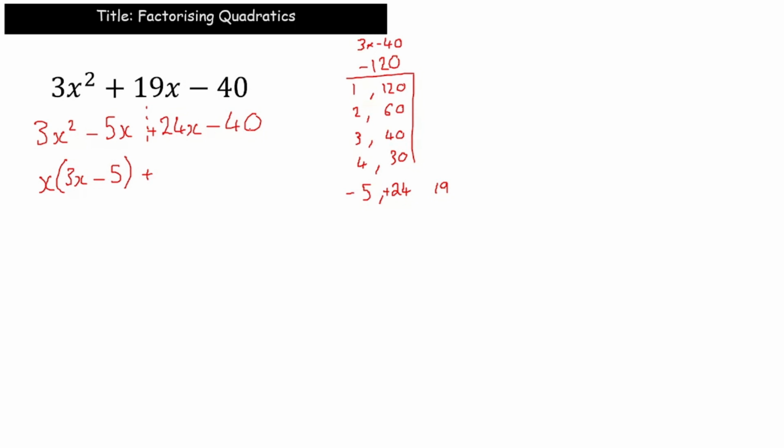Okay, now this is a bit more interesting, but if I take 8 out of both of those, you'll see what happens. We're left with 3x minus 5, and our brackets are now the same. And you've factorized your quadratic. Okay, this is the first method, known as the AC method.